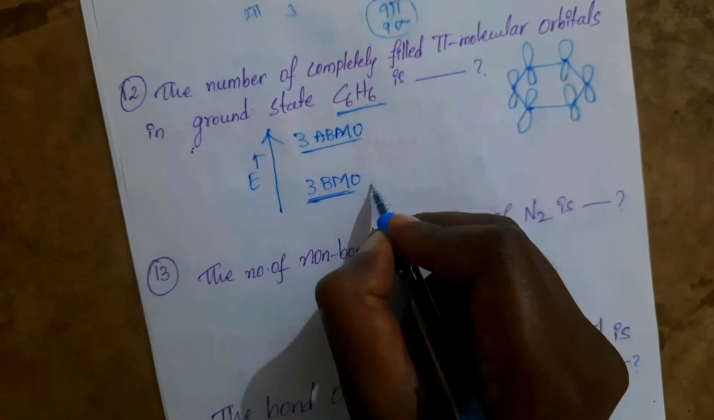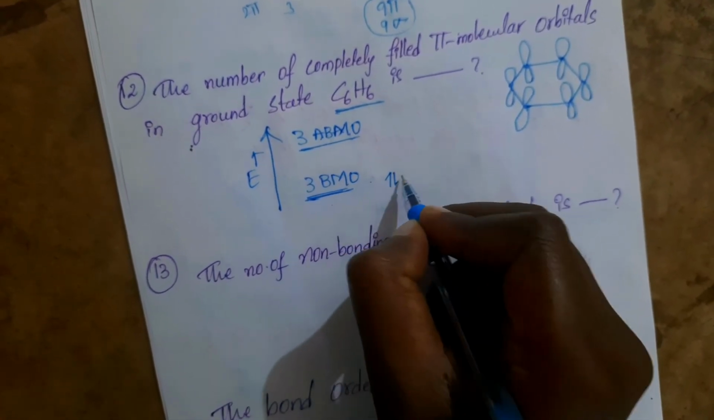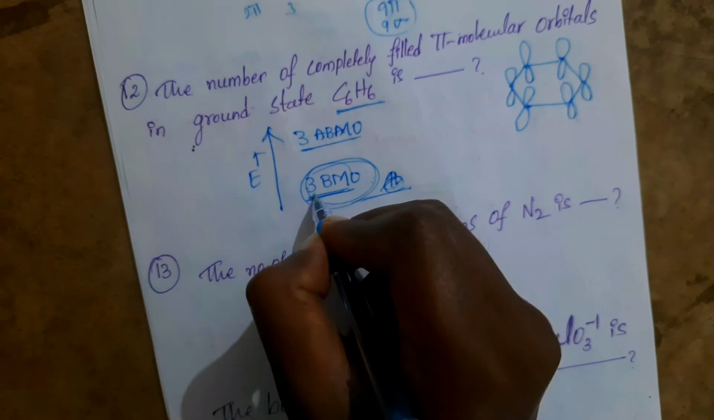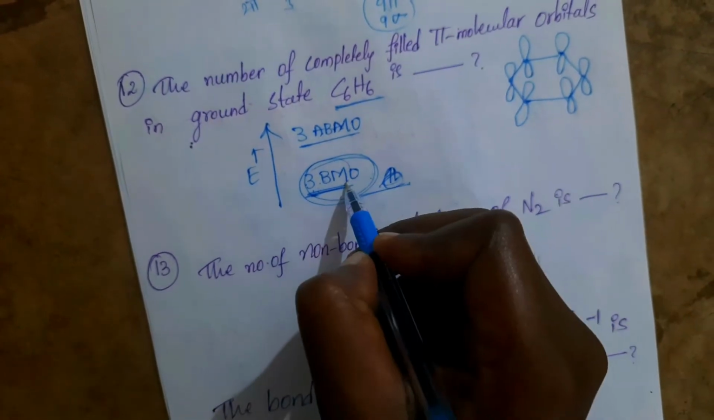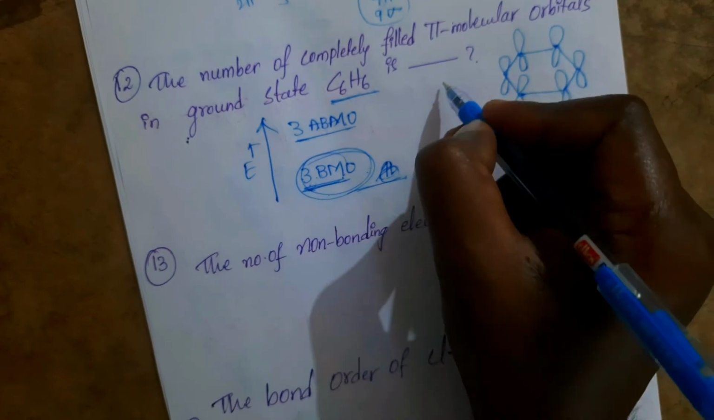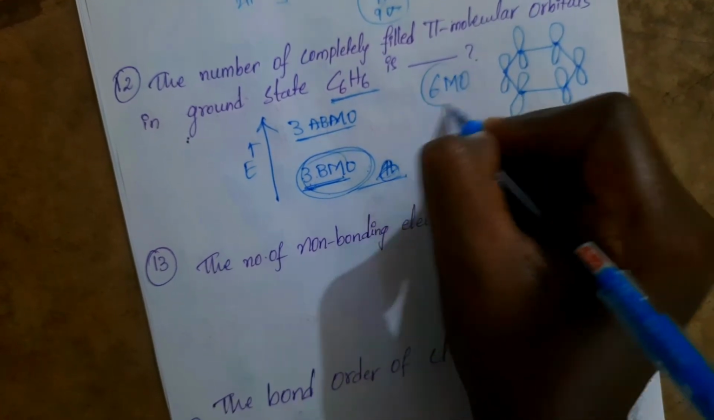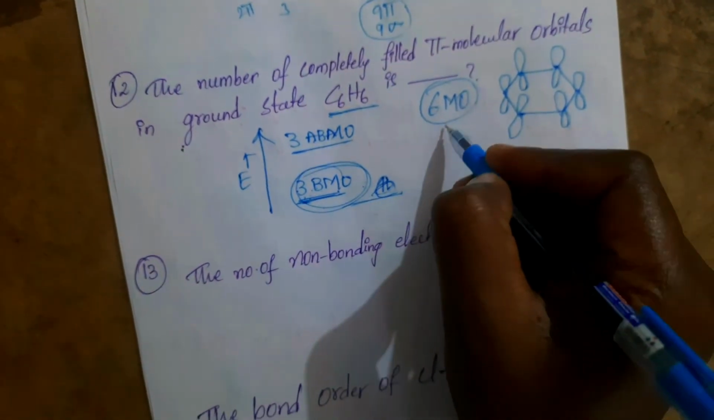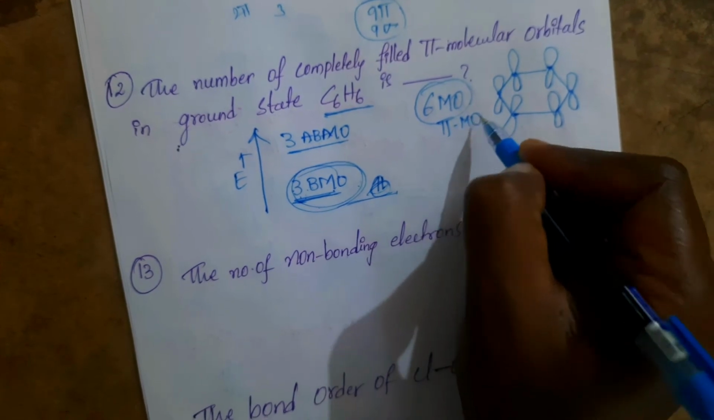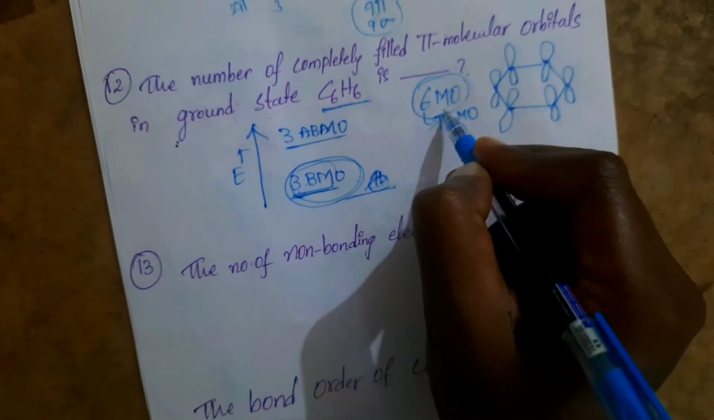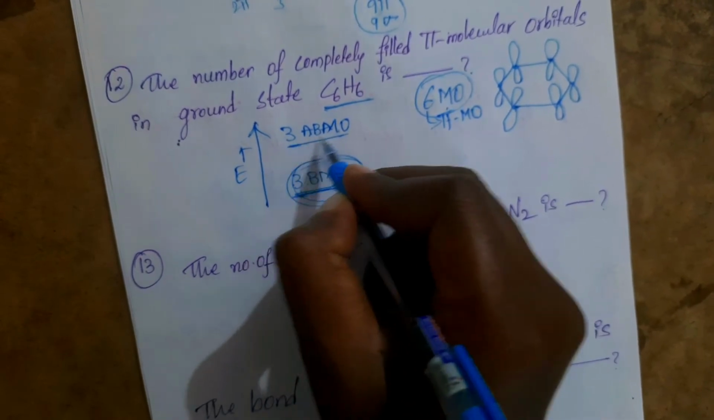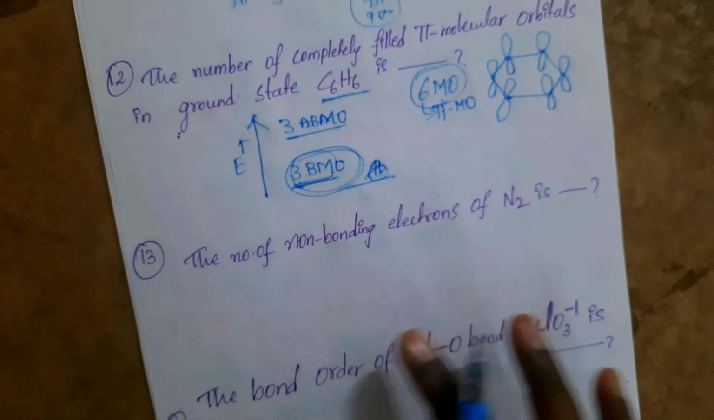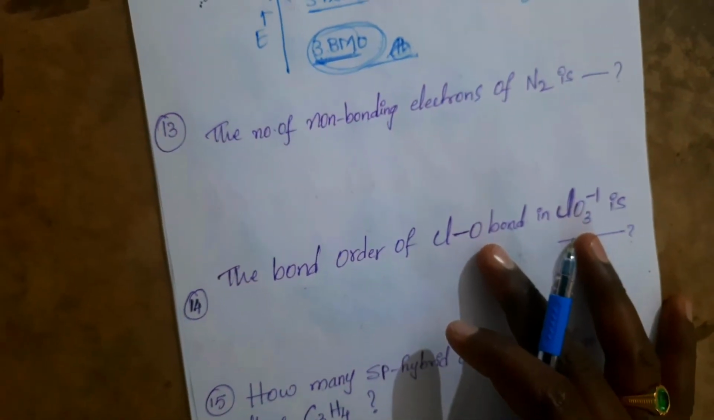So these 3 bonding molecular orbitals are completely filled in the ground state. In the ground state, how many completely filled bonding molecular orbitals are there? 3 bonding molecular orbitals. Total molecular orbitals will be 6. In benzene, total of how many molecular orbitals are there? 6 pi molecular orbitals only. Out of 6 pi molecular orbitals, 3 will be anti-bonding and 3 will be bonding. Is that clear? So 3 will be completely filled.